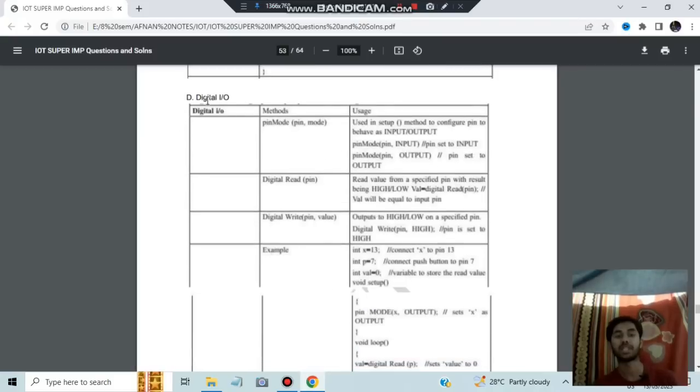Okay, example is given here for the delay variable. And for the digital input output, you'll be using different kinds of pin modes: digital read pin, digital write pin. Example is also given here.